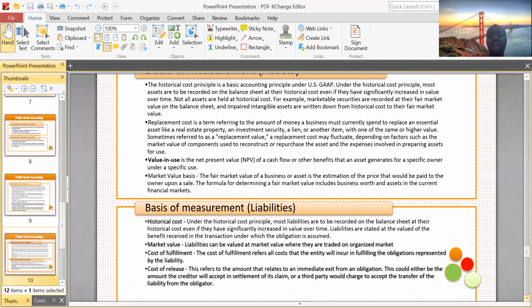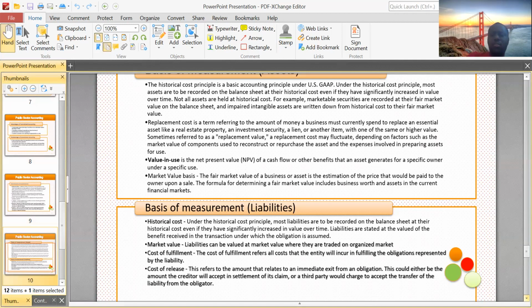For liabilities as well, you also have historical cost. Under the historical cost principle, most liabilities are recorded on the balance sheet at their historical costs. You also have market value. Liabilities can also be valued at market value or fair value when they are traded on an organized market. They also have the cost. So these are the two I want to touch on now: cost of fulfillment and cost of release.